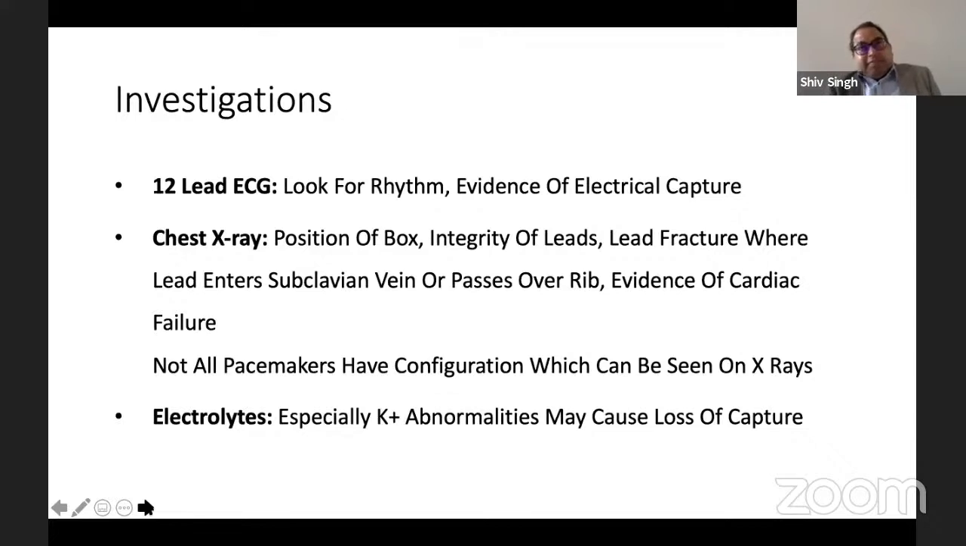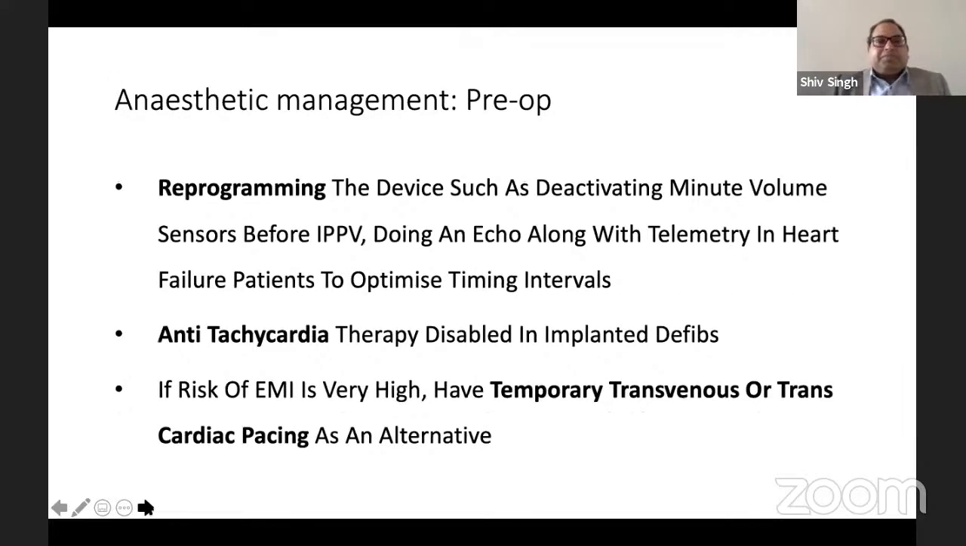And some pacemakers, like I said, you can actually look at what type it is, but not all pacemakers. It's important to make sure the electrolytes are normal, because hypokalemia can cause abnormalities in capture. Okay, so it can lead to loss of capture. I'll talk about reprogramming, and this is important, especially if they have an ICD or if patients have the antitachycardia function. Again, that's the implantable defibrillator, the ICD. These are very, very important.